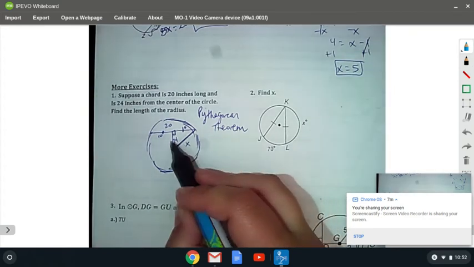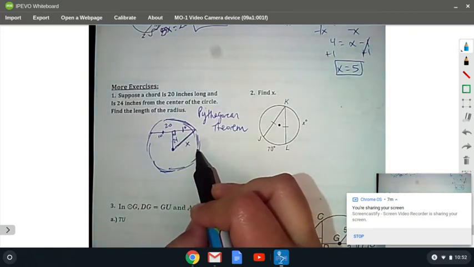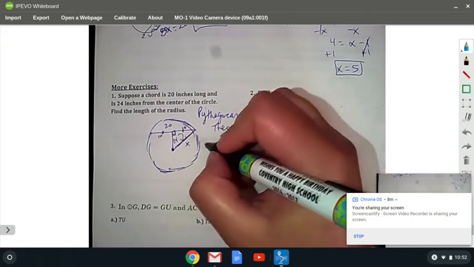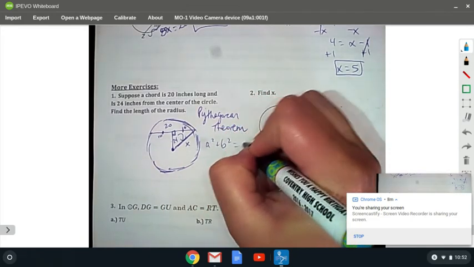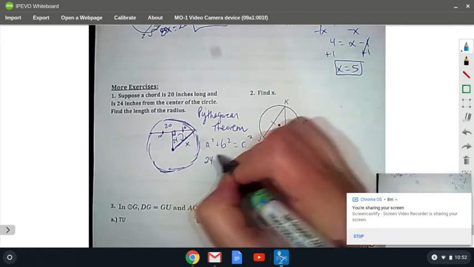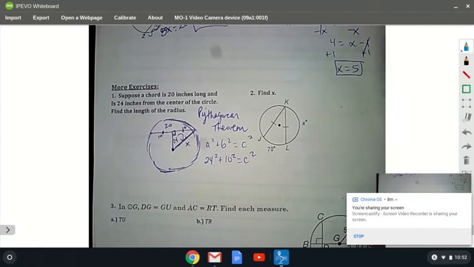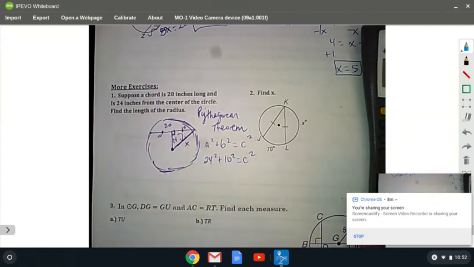So now you have two sides of a right triangle. You need to find the third side, which happens to be the hypotenuse. It's across from the right angle. So this is your Pythagorean theorem. We're going to plug in 24 and 10, and we're going to solve for the radius. It just wants us to find that radius.